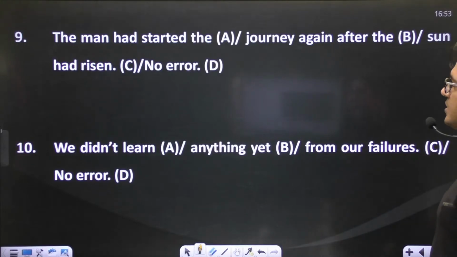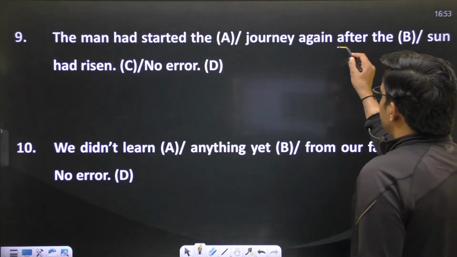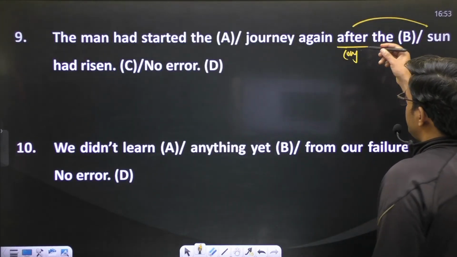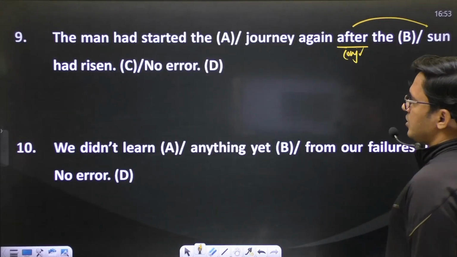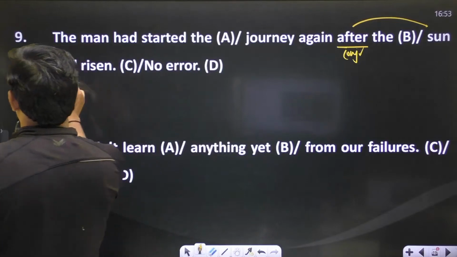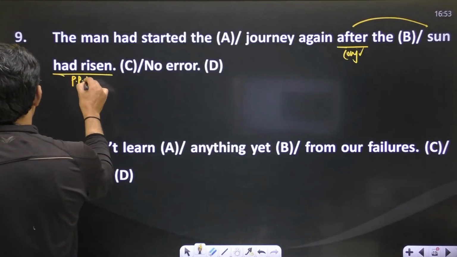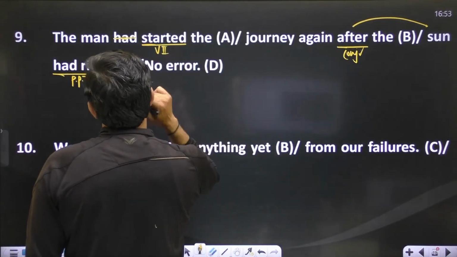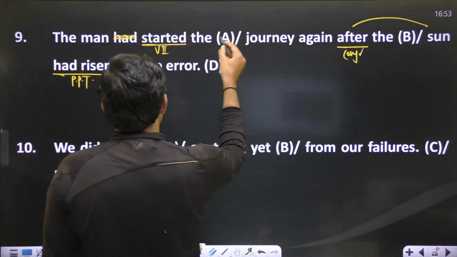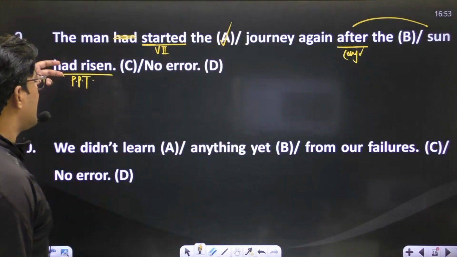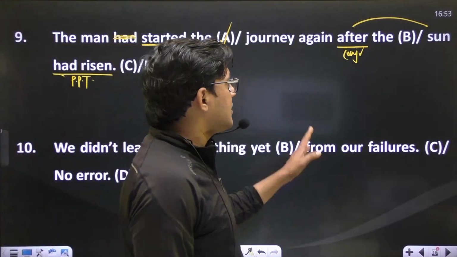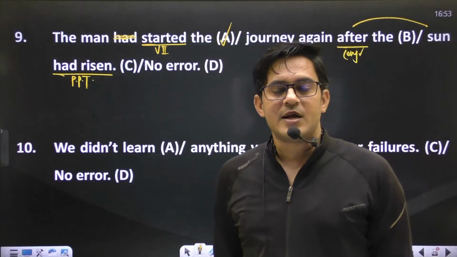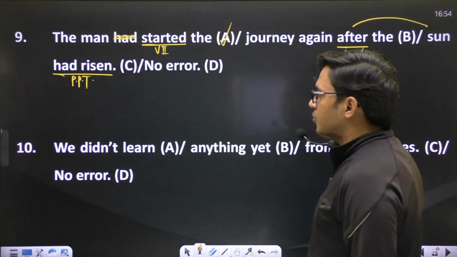Okay. The man had started the journey again after the sun had risen. This conjunction after demands past perfect tense in the clause which is followed by this conjunction. So this is had risen. This is past perfect tense, and before this conjunction we use past indefinite tense. To make this clause past indefinite, drop had, and started will be in past indefinite. The sentence, the man started the journey again after the sun had risen. In this sentence you have an error in part A. Okay, so move to the next sentence.